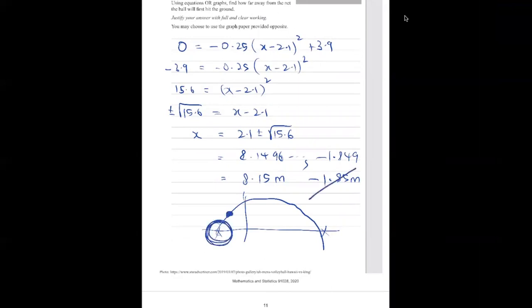It's the shape of the parabola, but it doesn't apply to our situation because it goes backwards beyond to the left, or behind Ruru. So that doesn't make sense. The answer is 8.15 meters, but you need to understand why this one is not true.